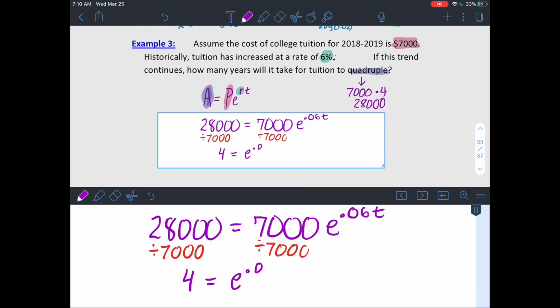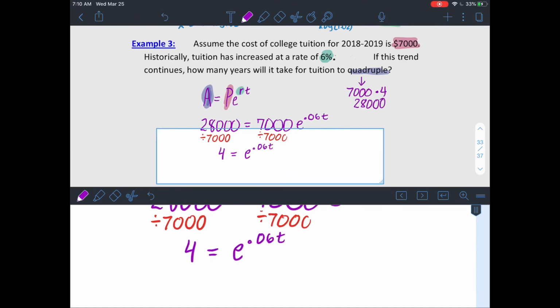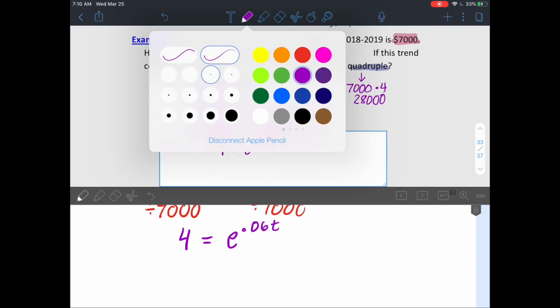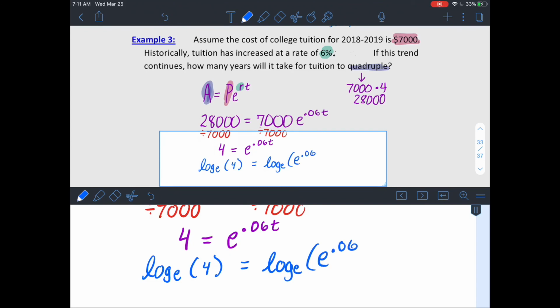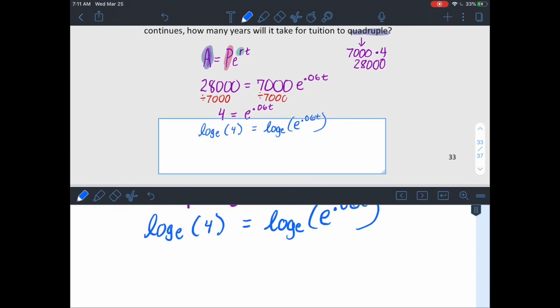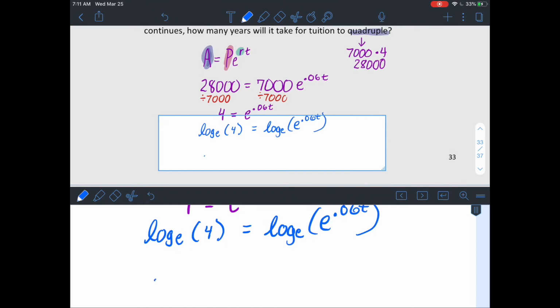And then to solve that equation, I need to undo my exponential function by taking a log of both sides that matches my base of my exponential. So this is base e, so I'm going to do log base e of both sides of my equation, which you might remember is the same thing as natural log. We've got a special notation for that one, so I'm going to actually write this as natural log of 4 equals, they will undo each other, and you will just get 0.06 t.